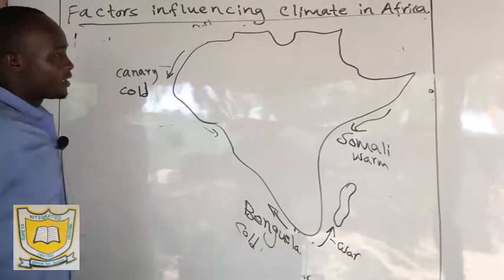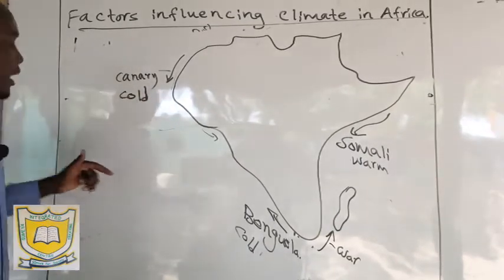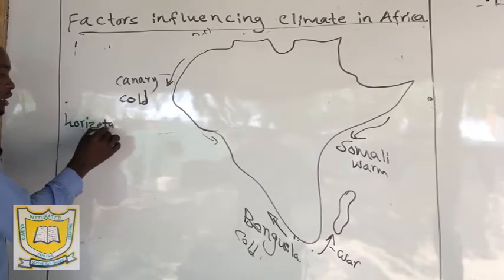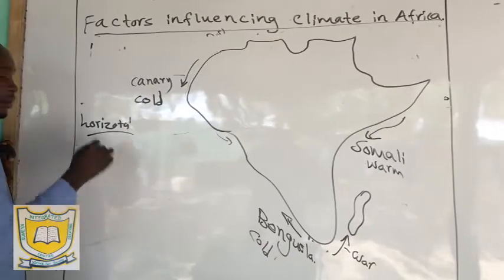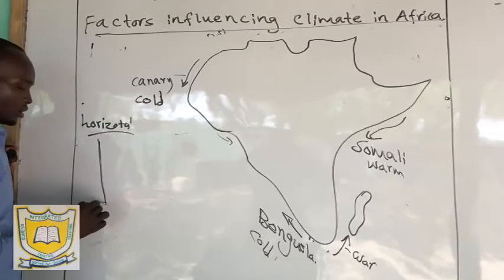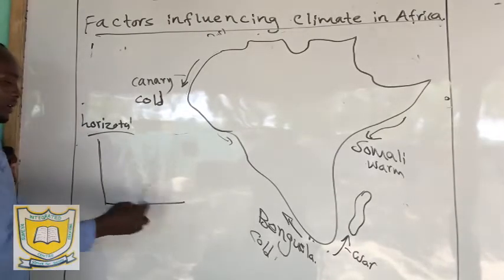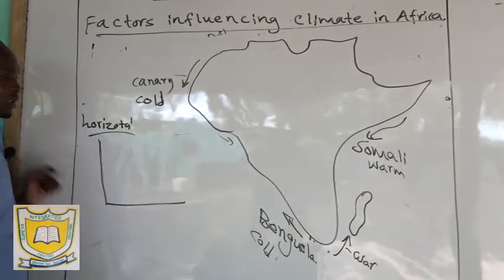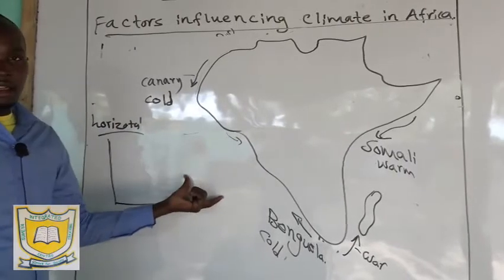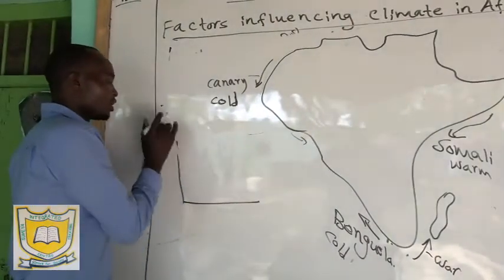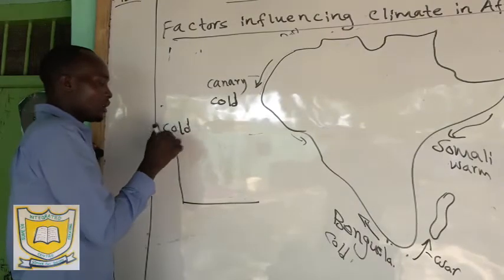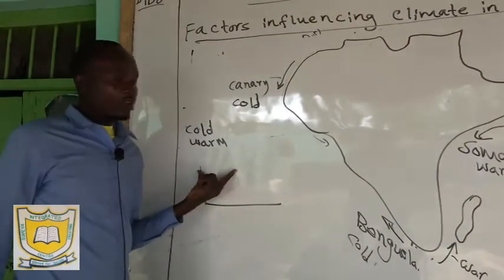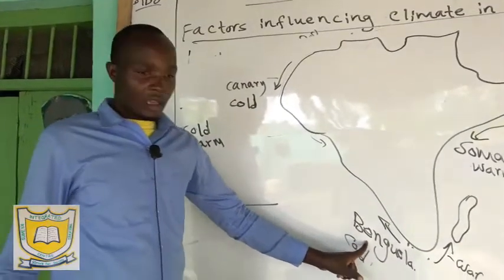So what we are saying is this. These are warm currents. So what is a current? A current is the horizontal movement of water in the ocean. When you talk about horizontal, you can look at these lines. This is a vertical line, then this is horizontal. So the horizontal movement of water in the sea is what we call an ocean current. Then we have two types of currents, cold current and warm current. This one is a cold current here. They affect the climate of a place.